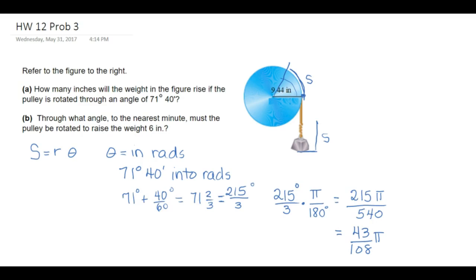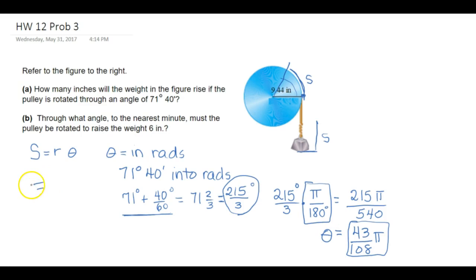So we need to convert our angle into radians. I want to remind you that our 40 minutes here is converted into degrees, and then I can get that into one number for our degrees. We get our degrees and we multiply it by our converter. That gets it into radians, and we can reduce that, and we find that this is our theta.